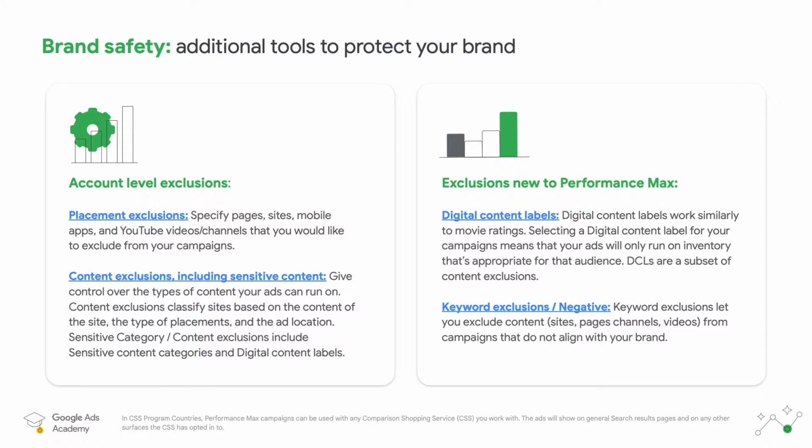New to Performance Max, you can now use digital content labels. These work similarly to movie ratings, where you can select a content label. Your campaign will only run on inventory appropriate for that audience. Lastly, you can use keyword exclusions to exclude content on pages, channels, and videos that don't align with your brand.